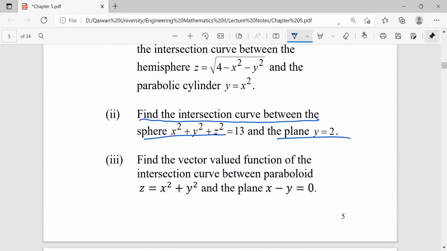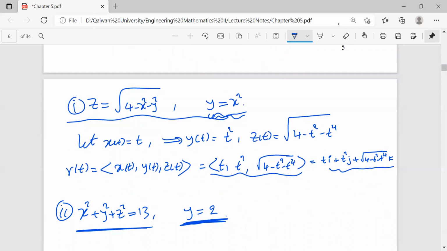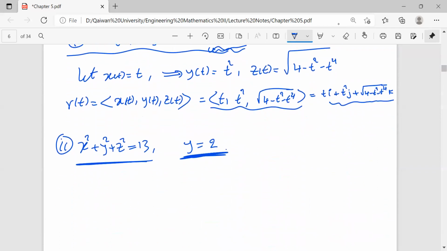Here in the example, it says find the intersection curve between this sphere and this plane. We are going to find the vector valued function. To find it, what do we do? Y is fixed, y is 2, so we cannot denote y to be a parametric equation. It's fixed. So what else should we use? We can use x. Let x be, let's say, t squared.